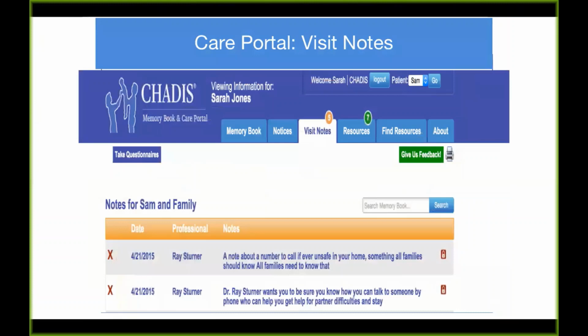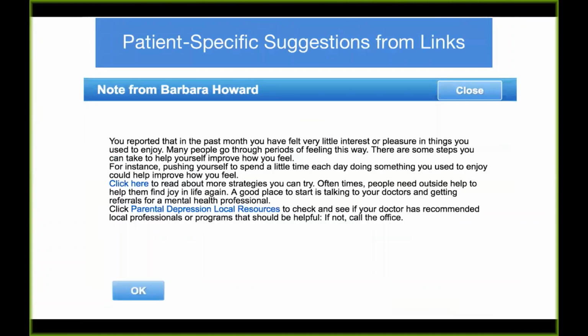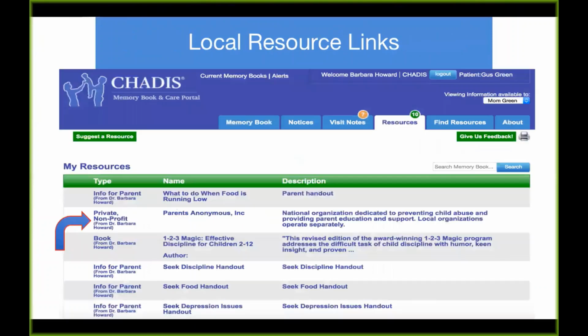So there we go. Here are the care portal visit notes. That first note you may recognize was the handout that you saw being created. When they click on it, they'll see the whole paragraph, including the phone numbers and everything else. Some of the handouts are very specific to the family. In this case, the parent endorsed depression, and here's a handout talking about the very symptom that they endorsed in the questionnaire. So these are patient-specific handouts.